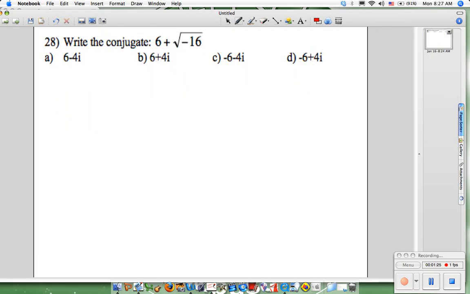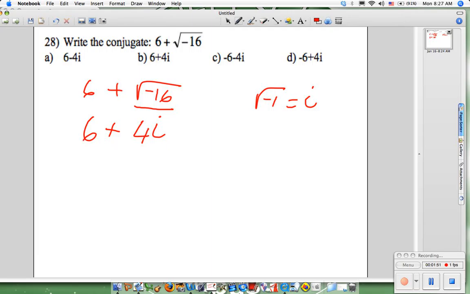It said write the conjugate of 6 plus square root of negative 16. This is not yet an imaginary number, so let's turn it into one. First we take the square root of 16, which is? 4. What's the square root of negative 1? How do we write that? i. Okay, so here's an i plus 6. So 6 plus 4i is the imaginary number.